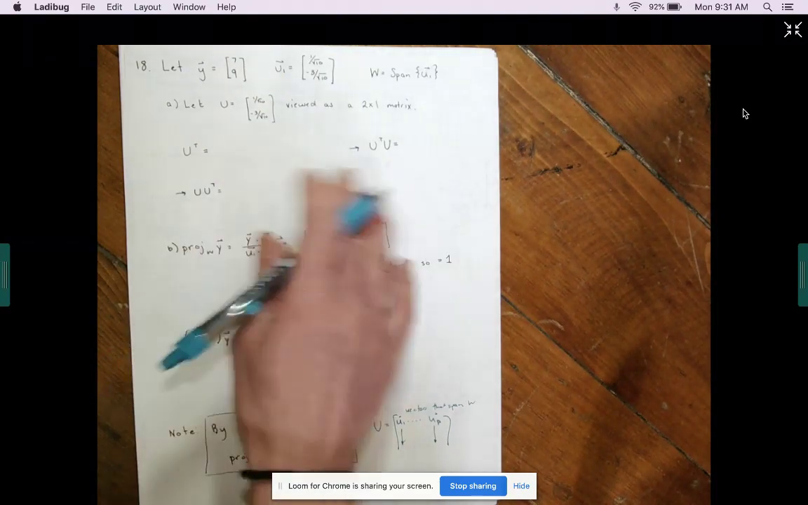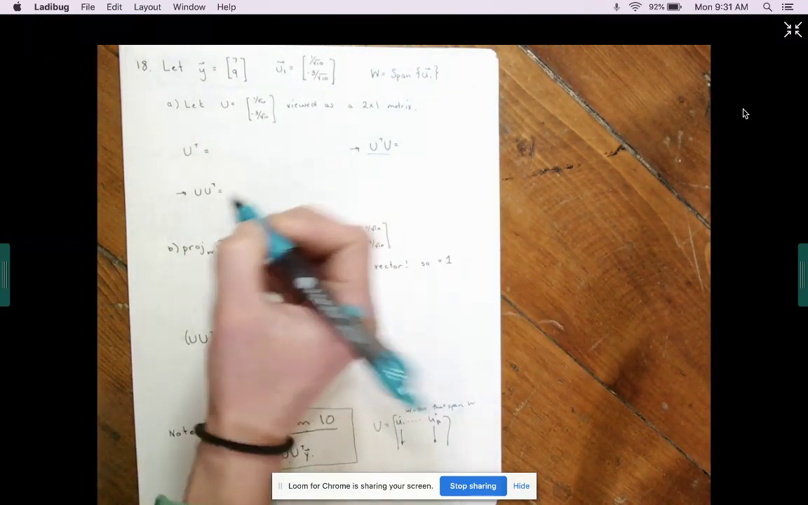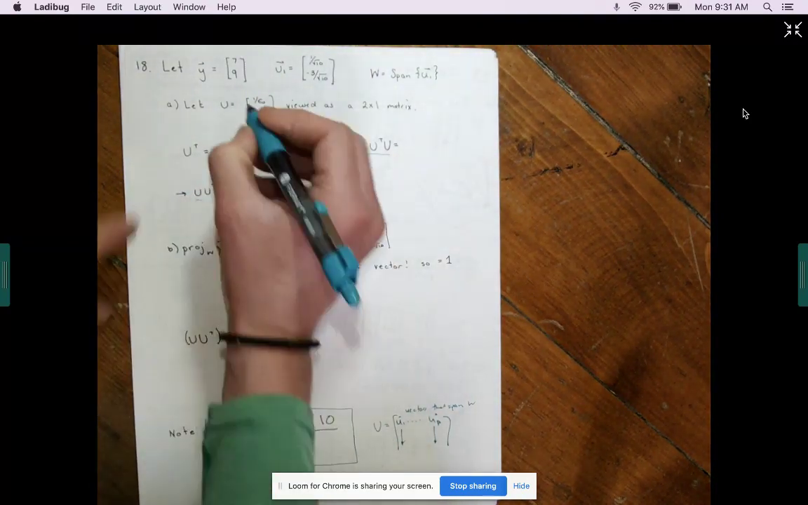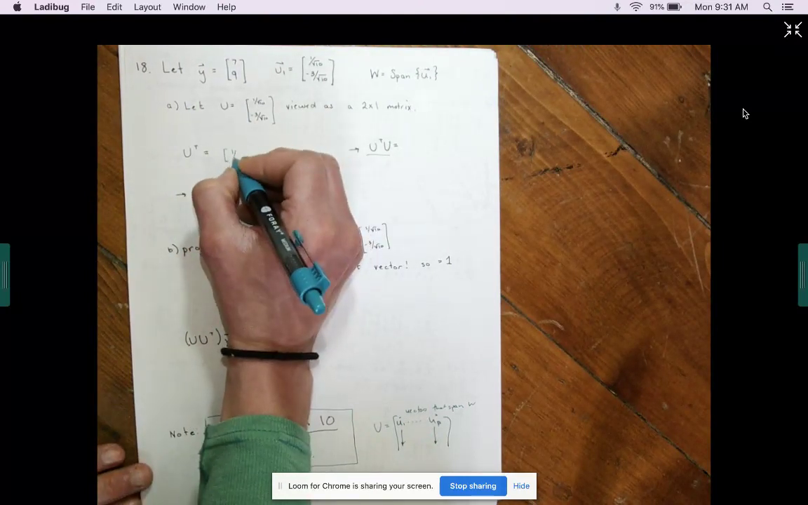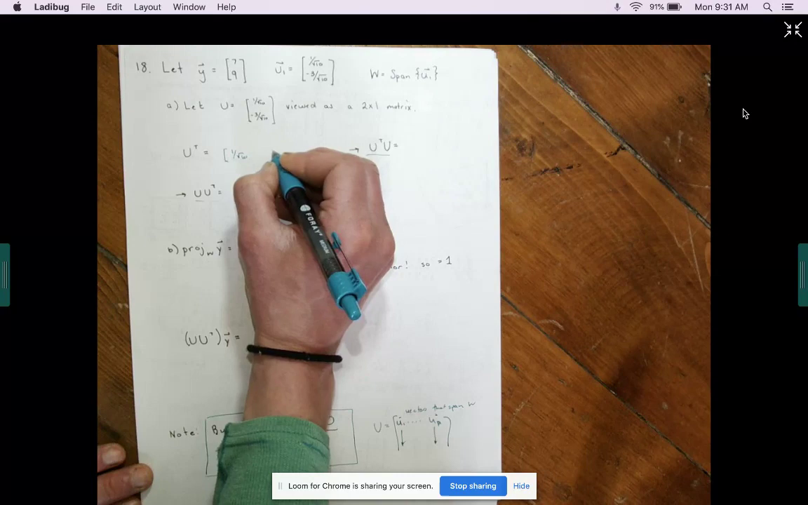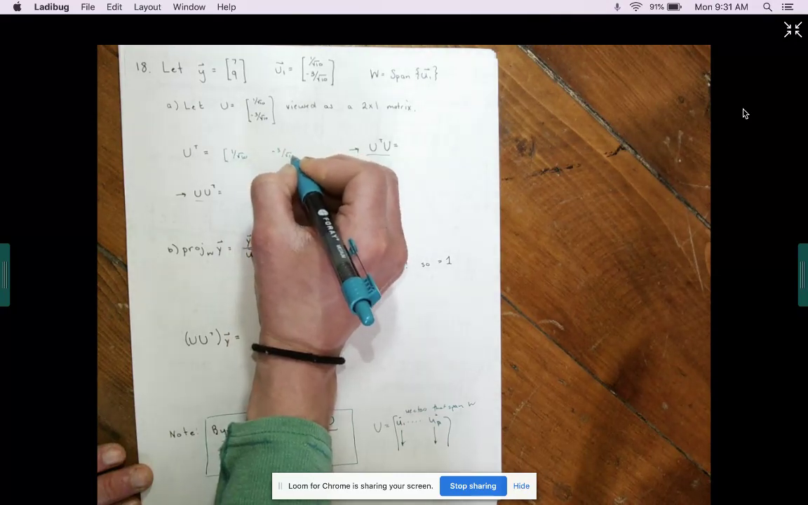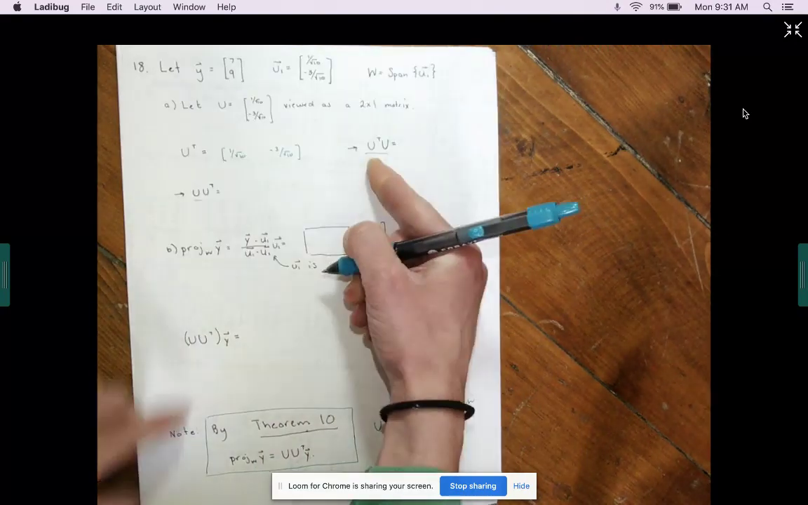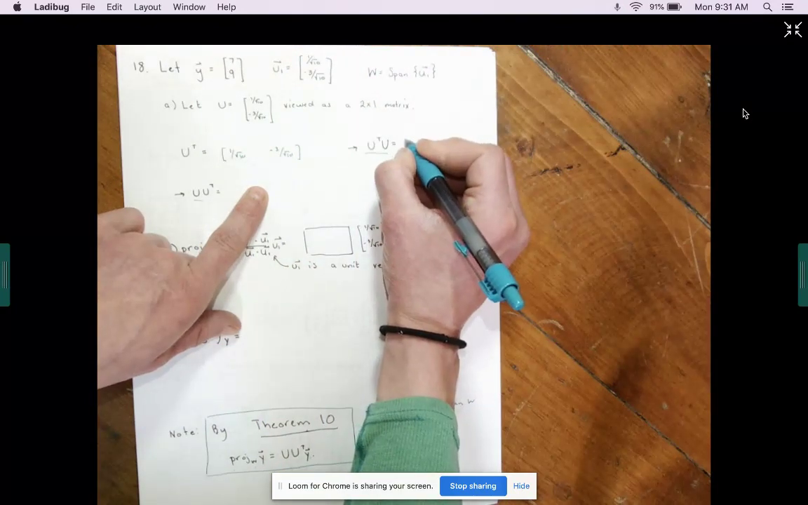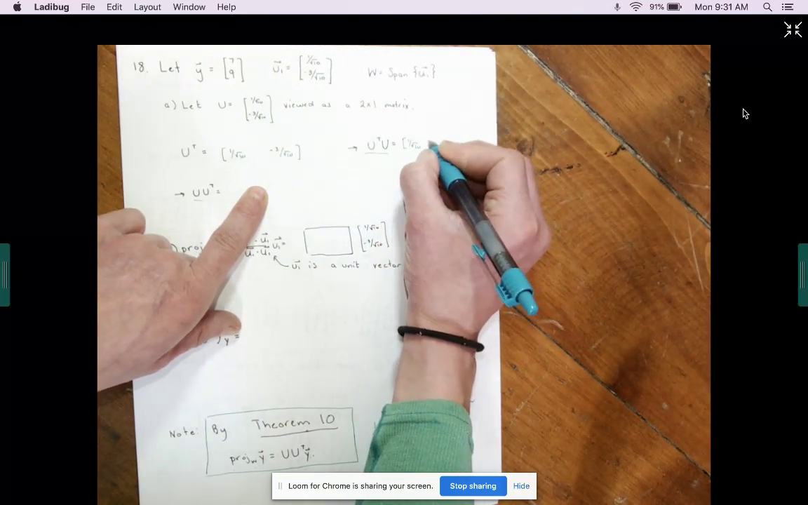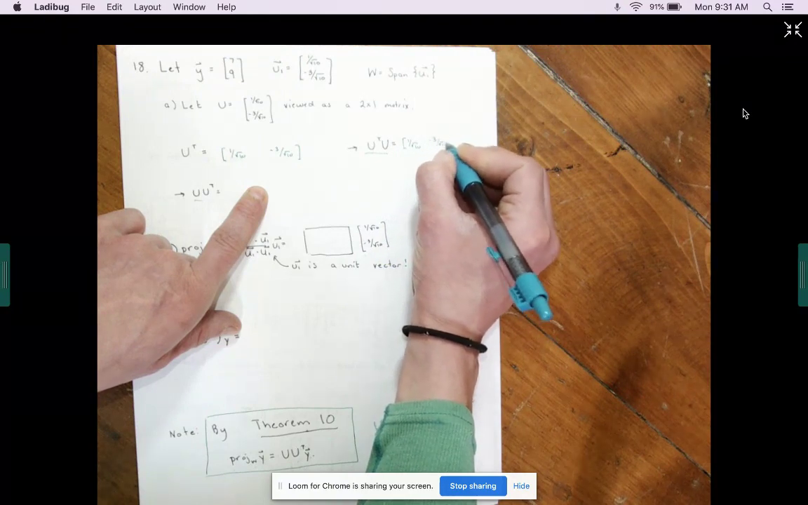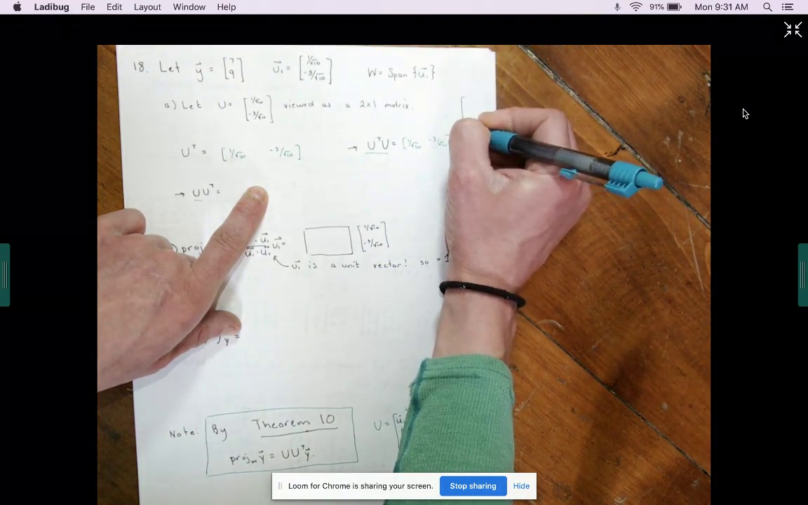So the first step is just getting us set up to look at U transpose U and U U transpose. If U is a column vector, then U transpose is just that column vector flipped on its side, so it's a row matrix. So if I want to calculate U transpose U, I first do U transpose times U.